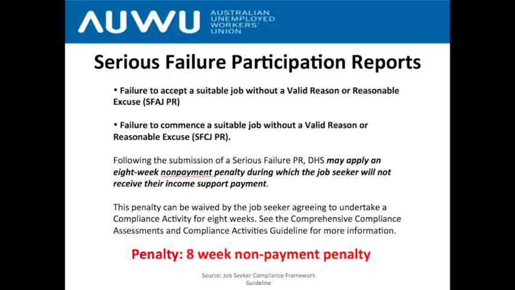The next type of penalty is the serious failure participation report. And these are, as you can tell, very, very serious penalties. And we have to really, really be careful when we're dealing with people who may face one of these penalties. So the first penalty is failure to accept a suitable job without a valid reason or reasonable excuse.